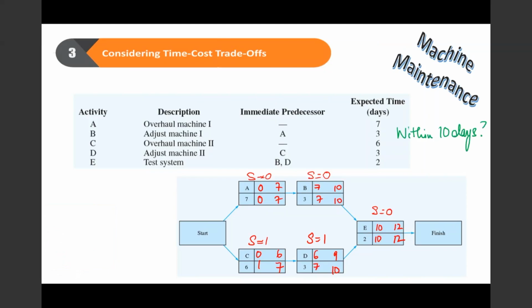So in order for you to crash, you will need to crash it 1 day at a time. Okay, 1 day at a time. So here you want to reduce the completion time to 10. The best place to start is on your critical path. So that means either activity A or activity B or activity E. So let's look at activity A, B, and E.